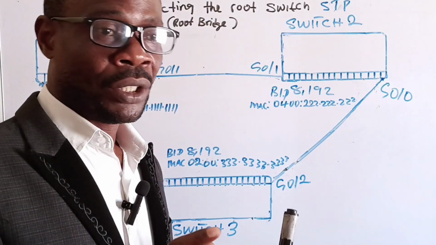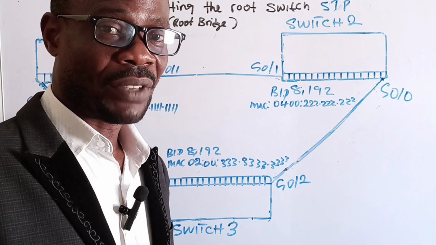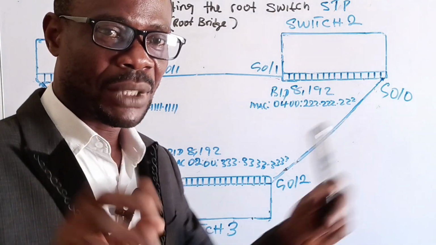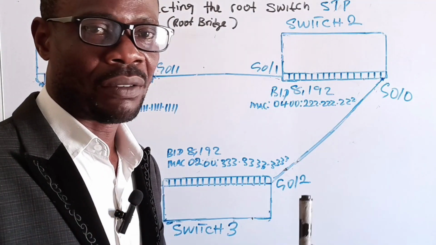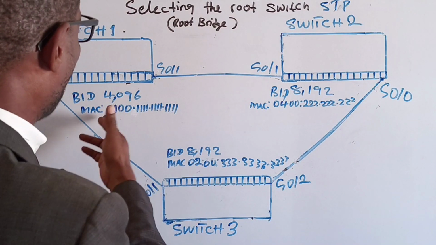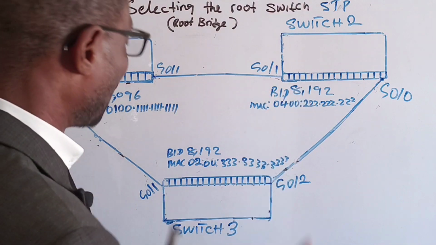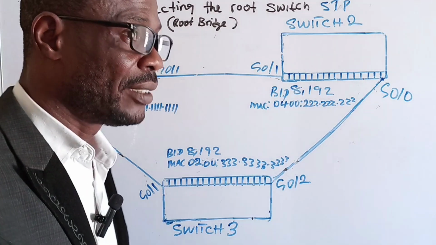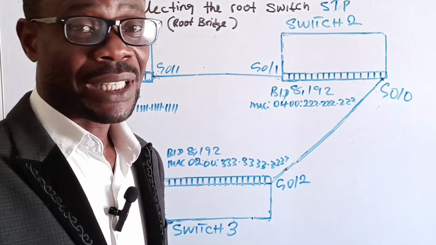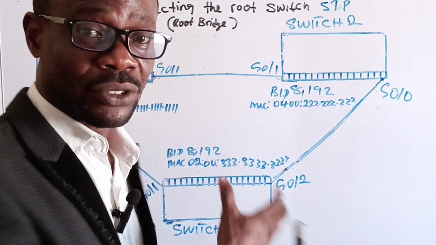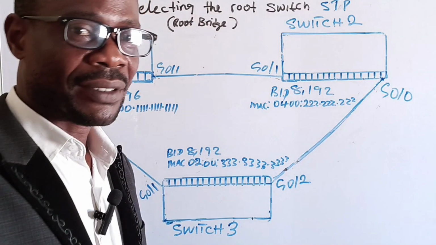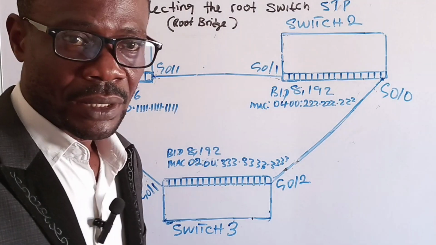In order to prevent loops, the first step is selecting the head of the switches, which will be sending messages. Messages cannot be sent just anyhow. So now look at these switches: they have bridge IDs and MAC addresses. Now they will send a Bridge Protocol Data Unit, like a hello message. In order to do this, a kind of election has to happen, and the switch with the lowest bridge priority number will win the election.